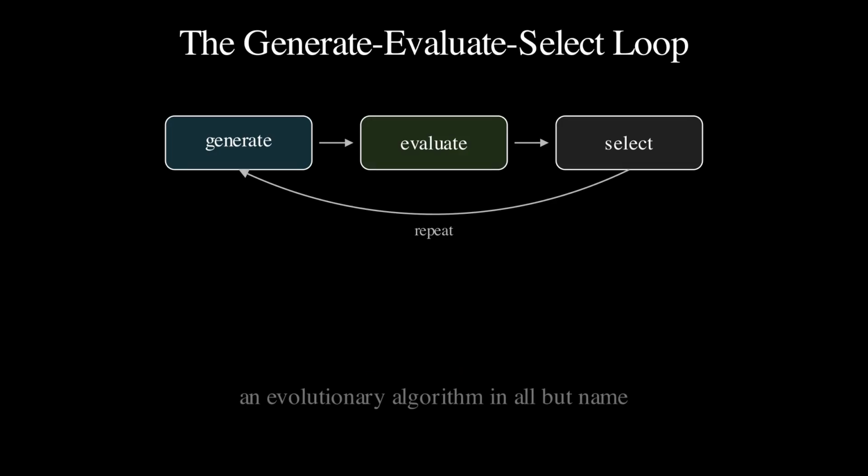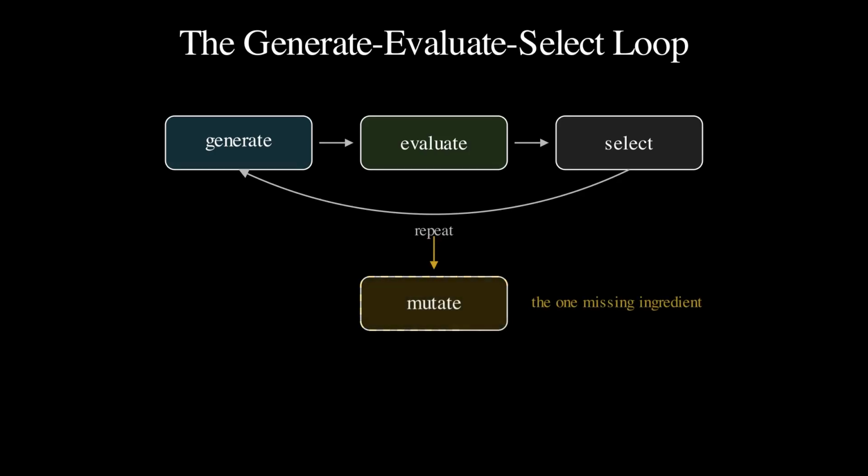This loop is an evolutionary algorithm in all but name. The one missing ingredient is a mutation operator, a way to derive new candidates from the survivors rather than proposing each from scratch. Add mutation, and generate, evaluate, select becomes the evolutionary loop. The pivot ahead is not a new topic. It is one ingredient added to a loop you already understand.